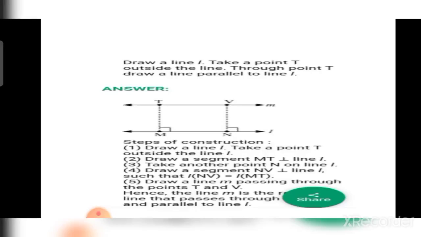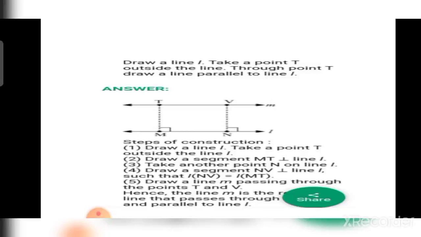Now second example, draw line L, take point T outside the line. Through the point T, draw a line parallel to line L. Okay, go through this construction. First you will draw line L. You will mark points M and N on it. Now outside line L, at any distance you can mark point T.